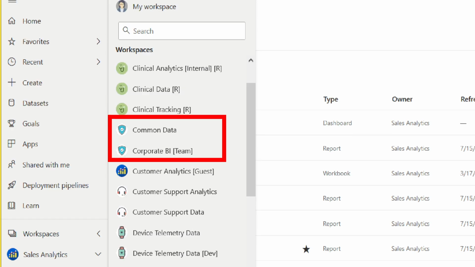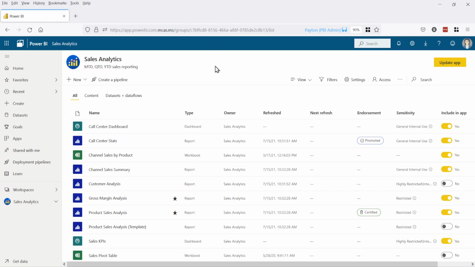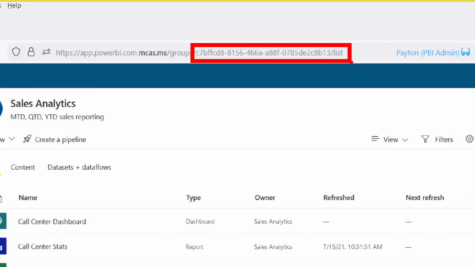We might also group workspaces based on who owns or supports the content. So for instance, common data indicates that the corporate BI team owns and manages that. And that's what the blue shield is intended to represent. This is content owned and managed by the corporate BI team. We could think about who has access to the content. And in this example, the content here is publicly accessible via publish to web. And so I've actually indicated as such in the workspace name. And if we take a look at a workspace here, this is Sales Analytics. We've got the workspace ID in the workspace URL.